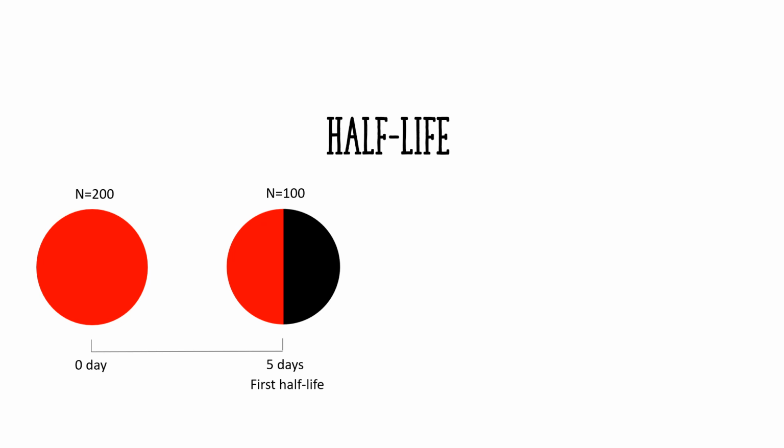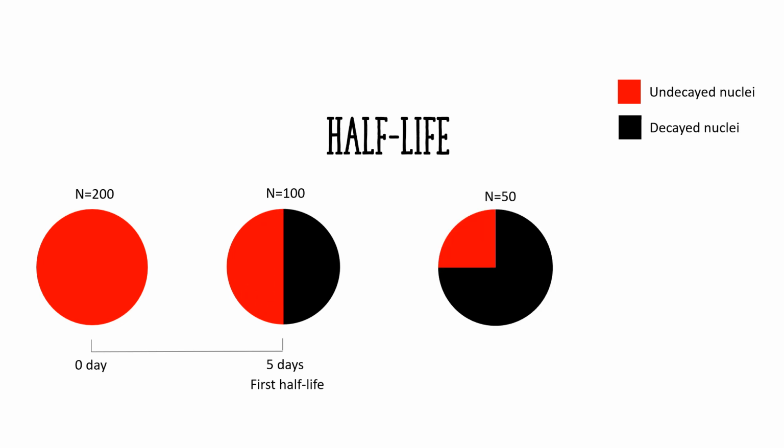Now, before we proceed, just for your reference, the red color in the circle refers to undecayed nuclei and the black color refers to decayed nuclei. And let's get back to the decay process. This time, half of these undecayed nuclei undergo radioactive decay, and we're now left with 50 number of undecayed nuclei. And this process, of course, takes 5 days to occur because the half-life of our radioactive sample is 5 days.